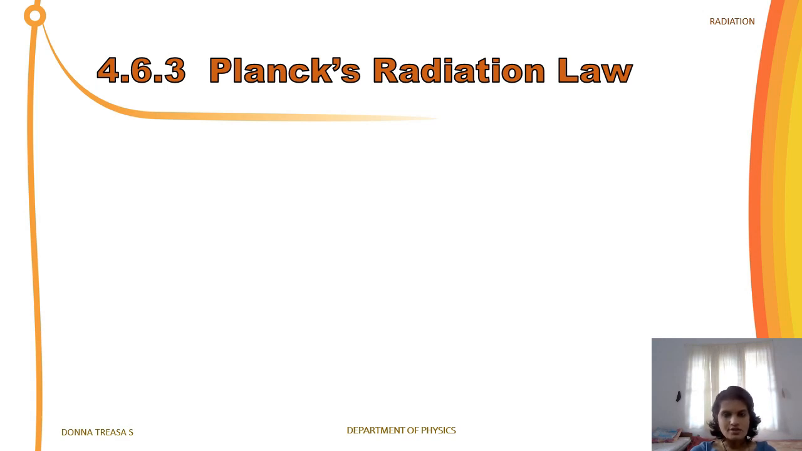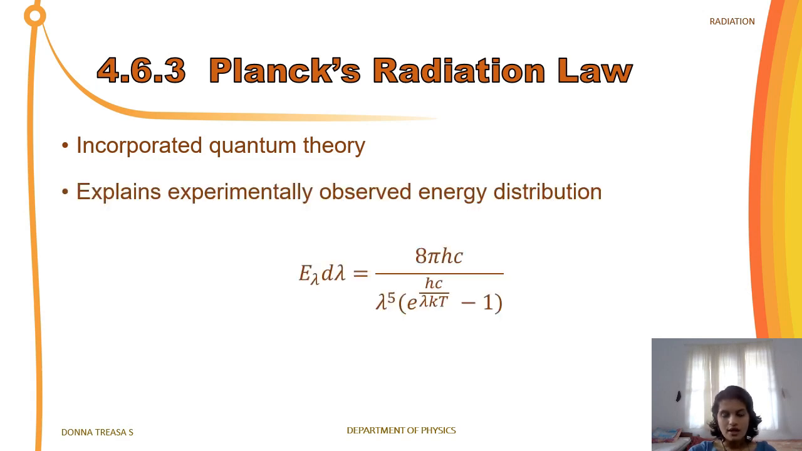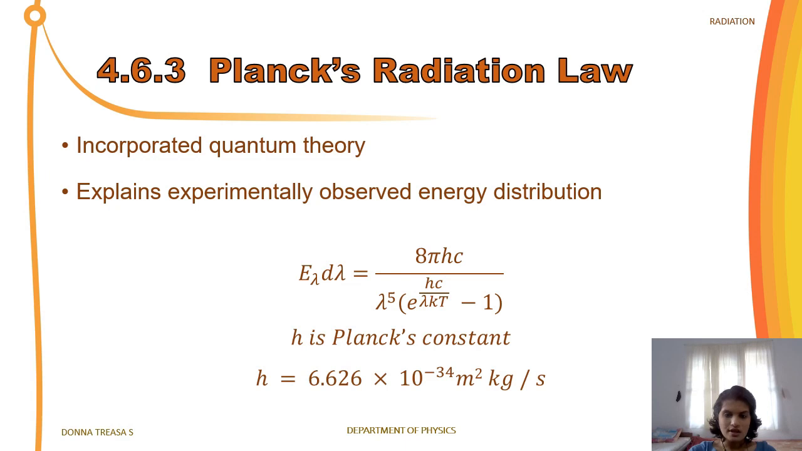This failure was successfully overcome by Planck's radiation law. In this law, Max Planck incorporated the quantum theory to arrive at the equation E lambda d lambda equal to 8 pi hc by lambda raised to 5 into 1 by e raised to hc by lambda kT minus 1. Here, h stands for Planck's constant, whose value is 6.626 into 10 raised to minus 34 meter square kilogram per second. This law could successfully explain the experimentally observed energy distribution.